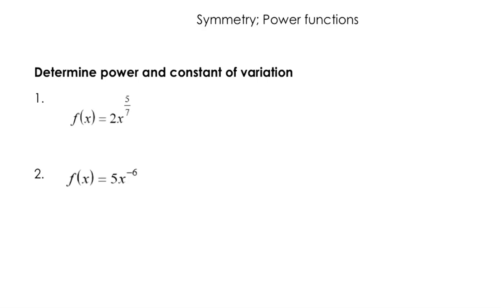So let's start with the power of number 1. The power will be the number to which the function is elevated. In this case, it will be 5/7. And then the constant will be the number right in front of the variable. So in this case, it will be 2. And that will be it for number 1.